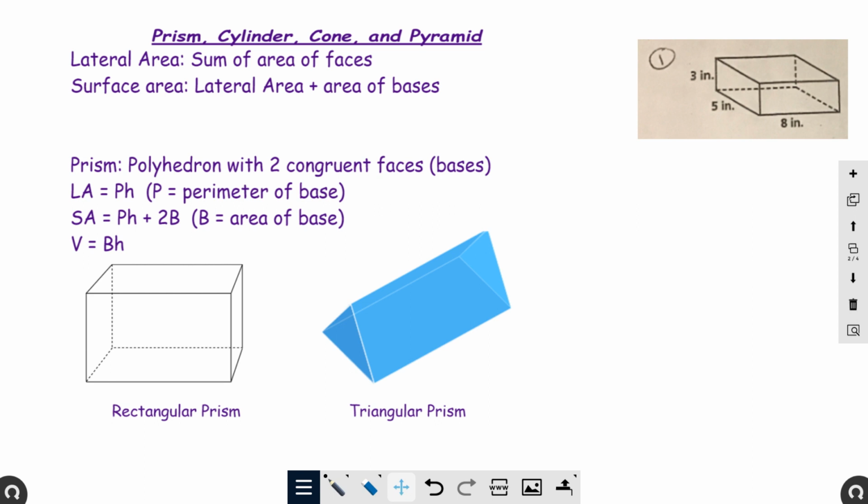And the formulas are very similar to each other. But on the EOC, they do not give you any formulas. None, 0, zip. So what are we going to have to do? Memorize them. There are a lot of formulas to memorize for this unit.